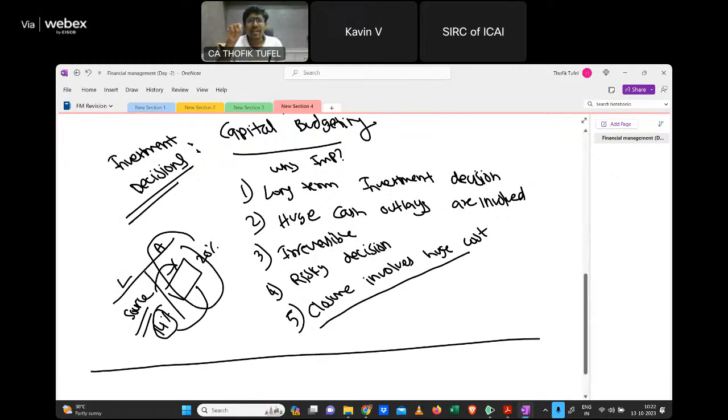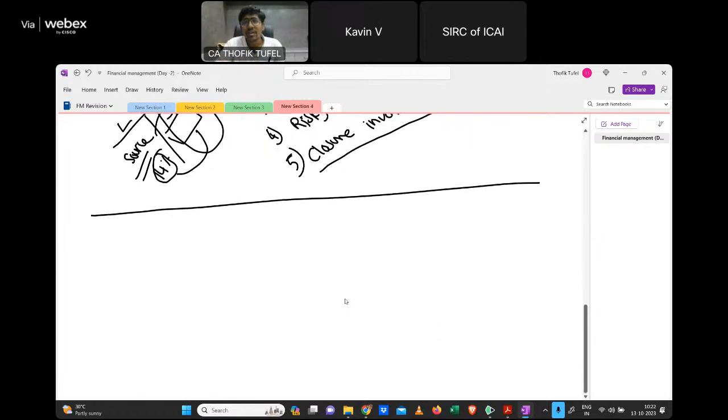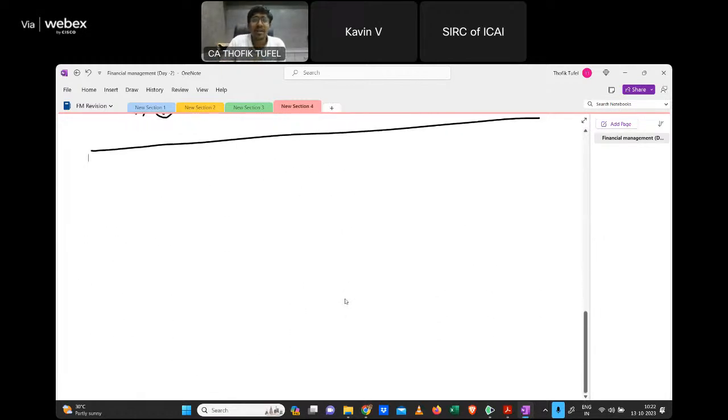Now, while taking a capital budgeting decision, you should evaluate the decision, correct? Now, how to evaluate the decision? That is where we have some techniques of capital budgeting.